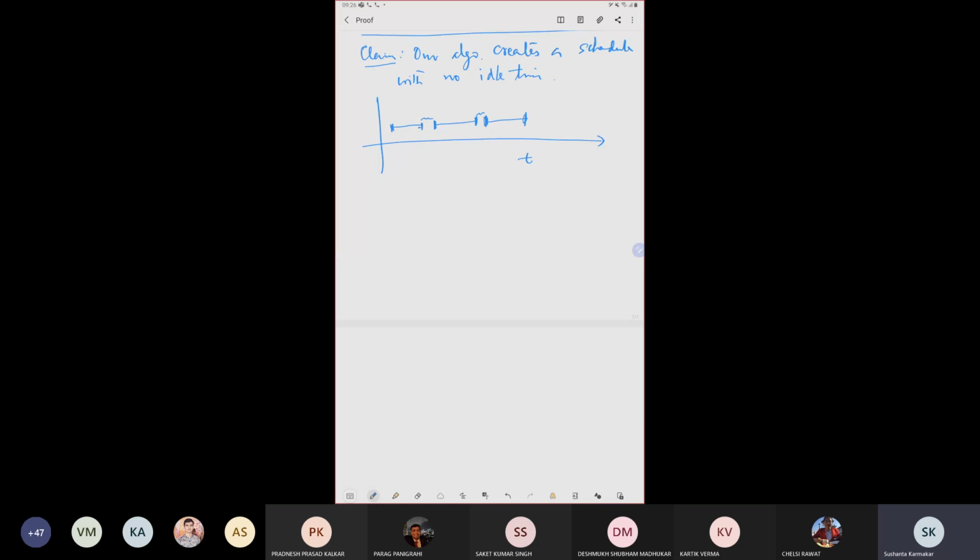The second thing that we claim is something like, we introduce a concept called inversion. So what is inversion? Let's say I consider two jobs, I and J. And let's say I has a corresponding Ti, Di, and J has a corresponding Tj, Dj. And also it is the case that Di is greater than Dj, suppose. That means the deadline of I is more than that of J.